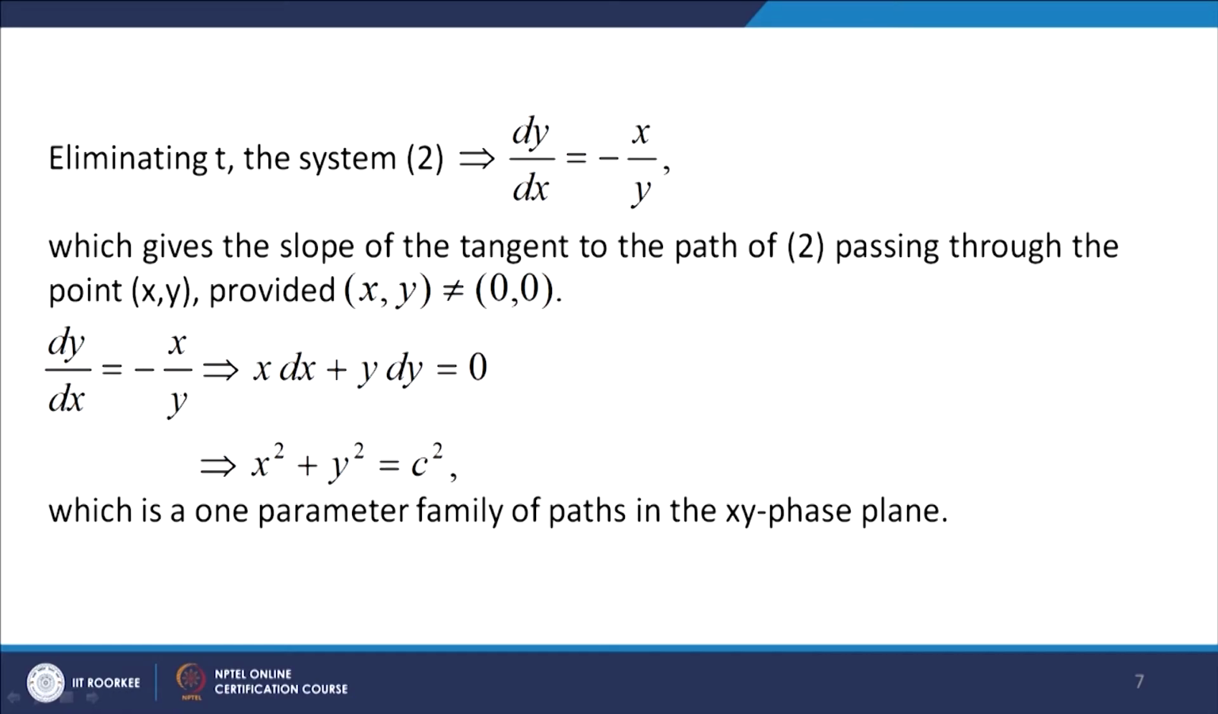Now dy over dx equal to minus x over y gives you x dx plus y dy equal to 0. When we integrate this equation, we get x squared plus y squared equal to c squared, where c is a parameter. So it is a one parameter family of paths in the xy plane, and we see that it describes a circle with center at (0, 0) and radius c.